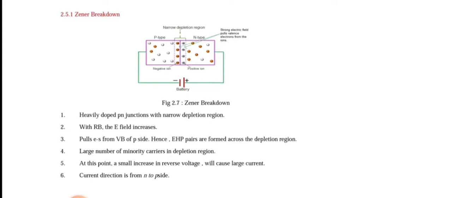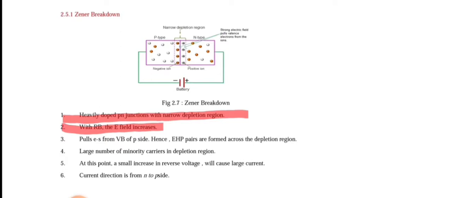So for a heavily doped PN junction with a narrow depletion region, Zener breakdown happens. What will happen? When reverse bias is applied, the electric field strength will increase. That we have seen. The depletion region width will be increasing, so the number of positive and negative charges will be more. So the electric field strength will be more under the reverse bias condition.